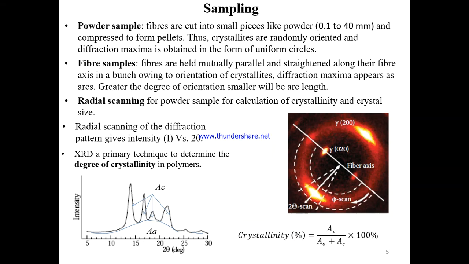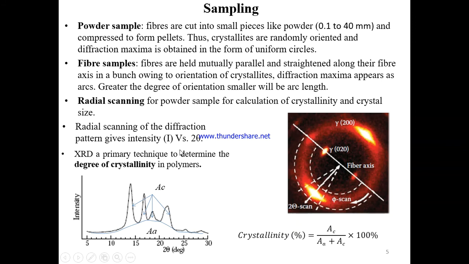Now, after obtaining the diffraction spectra, for the measurement of crystallinity you need to go for radial scanning of the powder sample for calculation of crystallinity and crystal size. Radial scanning, what is that? You can see this white line; this is the line of radial scanning. From the central maxima, you measure the intensity of the arcs in the radial direction. That is the radial scanning.